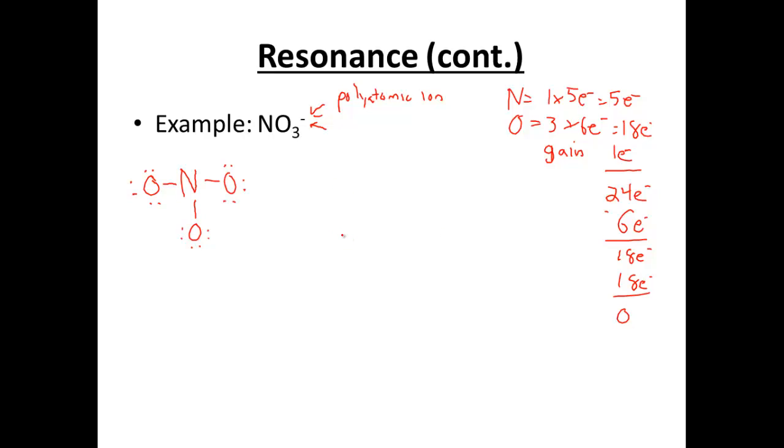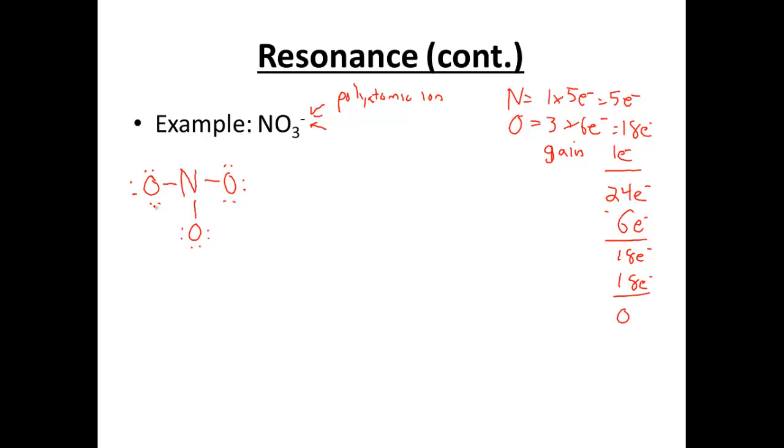So at this point, we want to look to see, is each atom happy? Oxygen has 8 electrons around it. 8 electrons, 8 electrons. Nitrogen, however, is not happy. It only has 2, 4, 6 being shared. So oxygen and nitrogen need to form a double bond. Question is, is it with this oxygen, this one, or this one? Now what we're going to say is it's actually with each one.